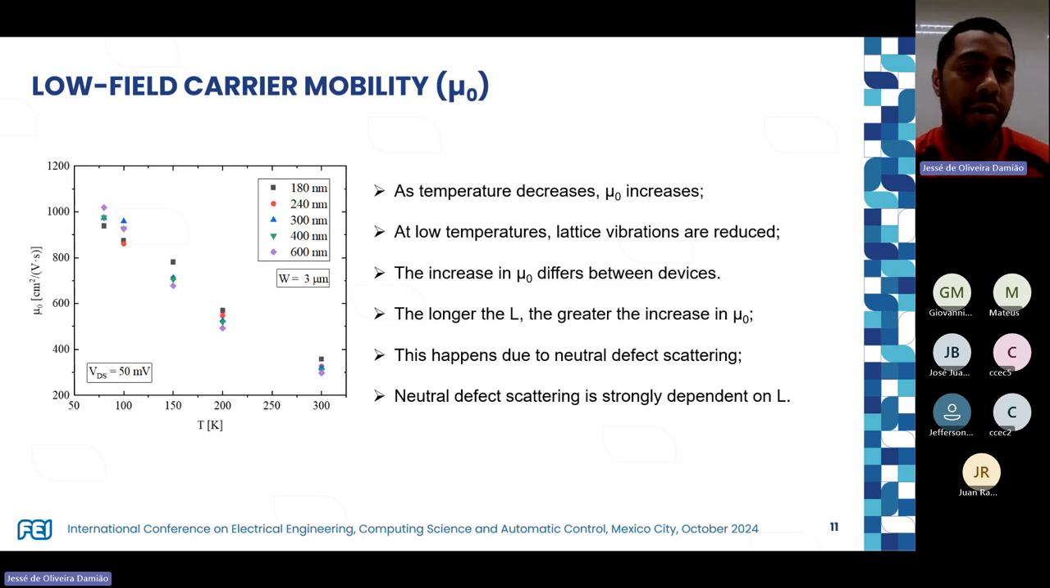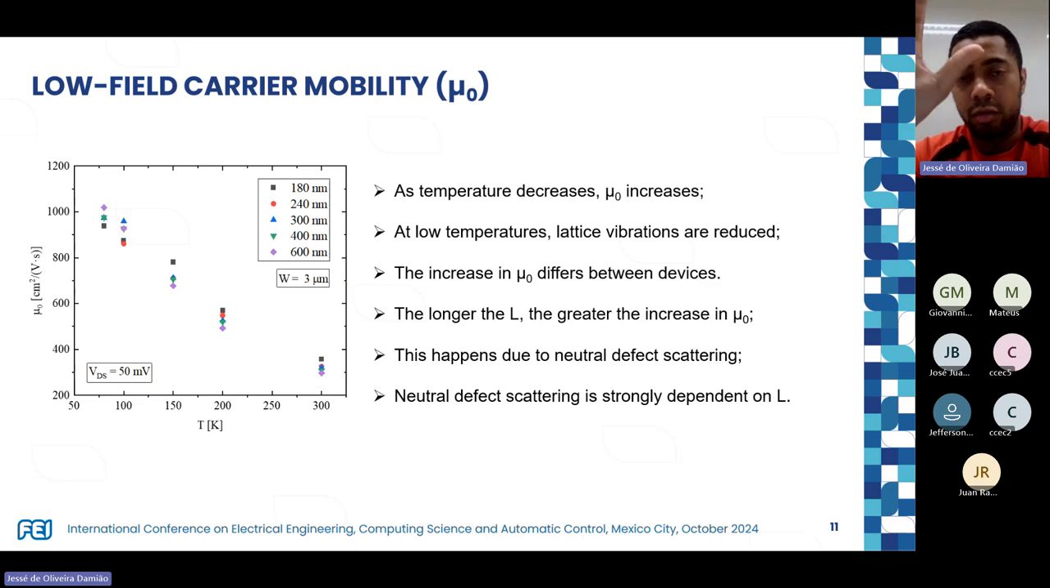The low field carrier mobility is presented in this figure as a function of temperature for all devices. You can observe that the mobility increases at low temperatures. So it is a good thing. The increase in mobility is an improvement of mobility.